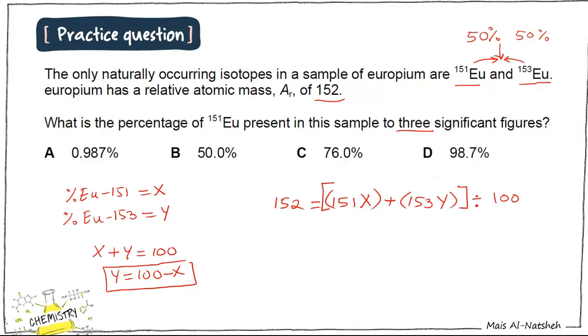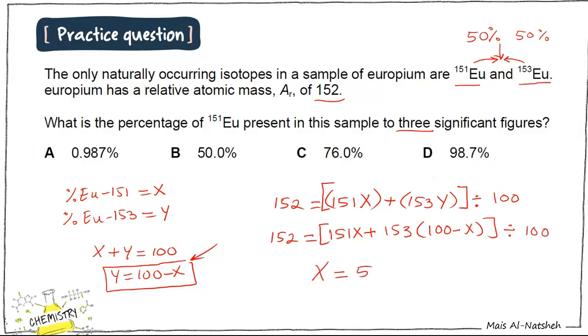Now, substitute instead of Y using this equation. So you would say 152 equals 151X plus 153 times (100 minus X), all divided over 100. Do your calculations, you will find X equals 50%. So the correct option is B.